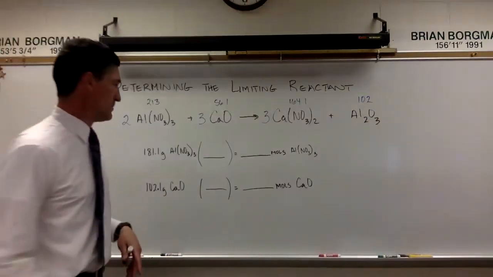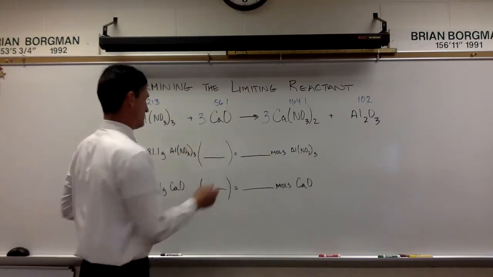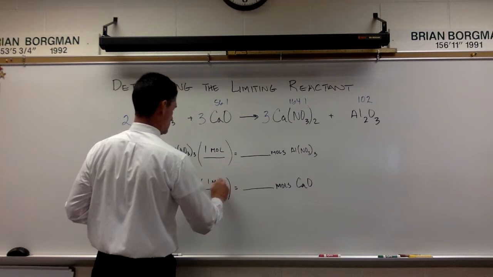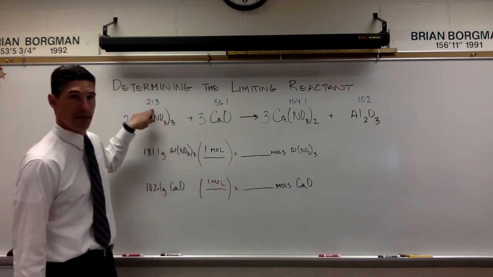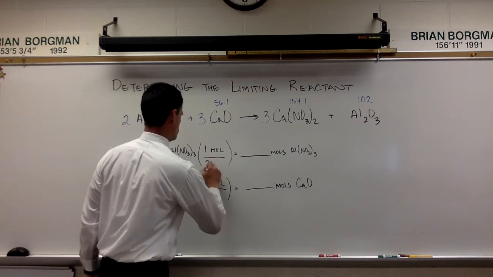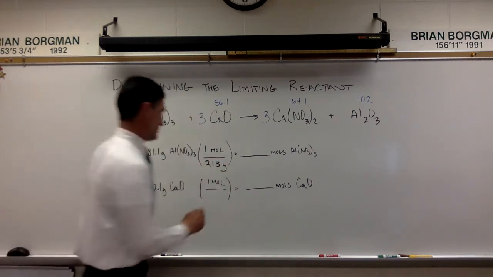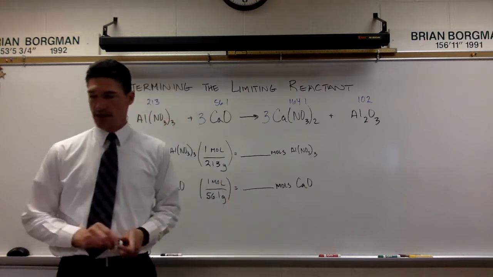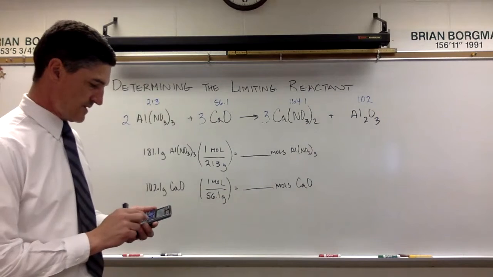So if I'm dividing by the molar mass, the top number here, these are our givens. So these are always going to be 1. It's an automatic 1 mole, 1 mole. And then this number is the number we just calculated. So for aluminum nitrate, it's 213 grams. And for calcium oxide, it was 56.1. Okay, so now grab your calculator and divide those two problems out.